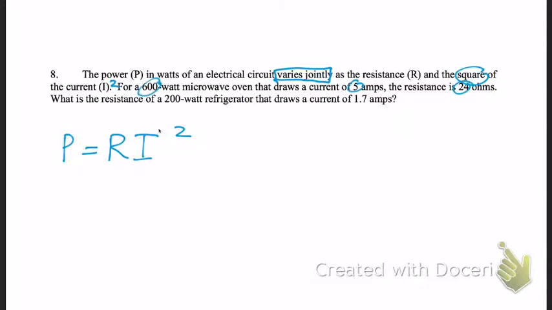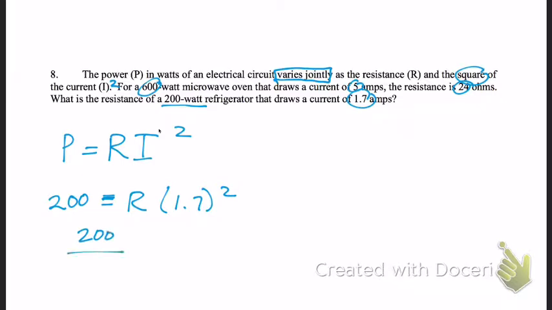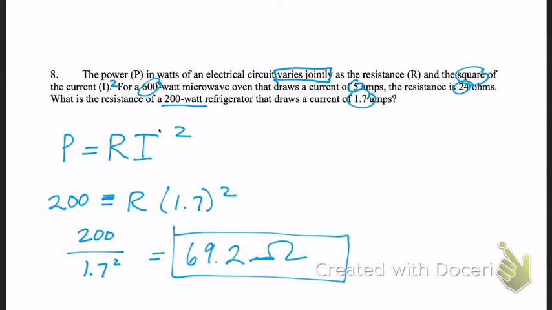So if you plugged all of that into the formula, it would end up checking out. But it's saying, what is the resistance of a 200 watt refrigerator that draws a current of 1.7 amps? So you should plug in 200 for power, then you have resistance, and then 1.7 squared. So 200 over 1.7 squared gives me what? 69.2, and that is beautiful.